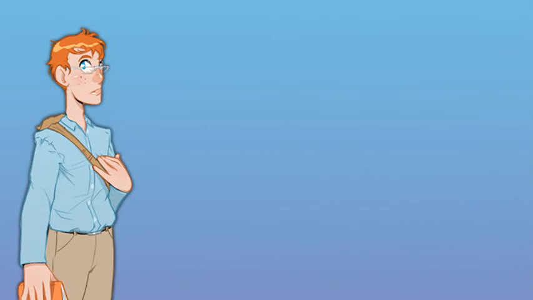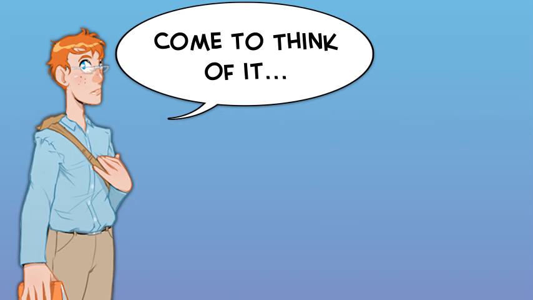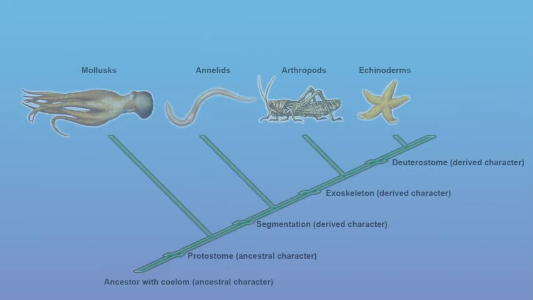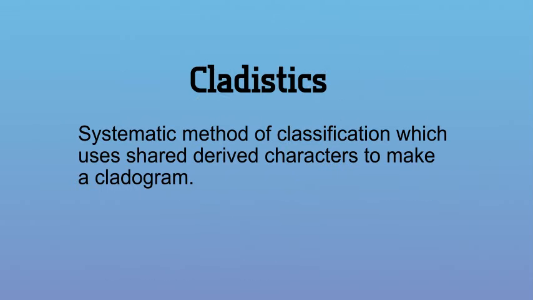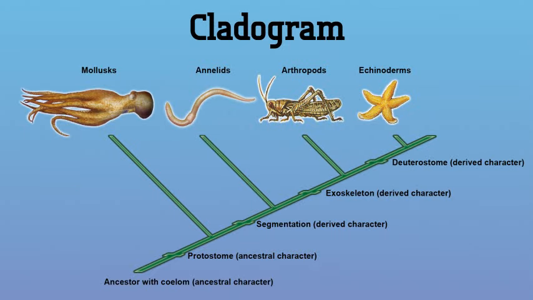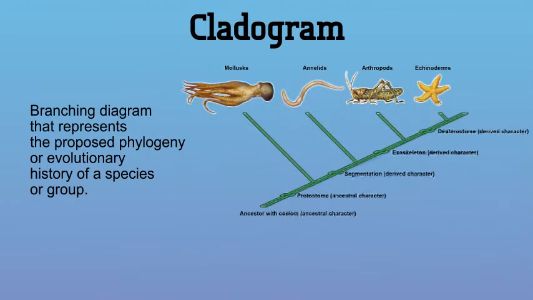Have you ever organized your room and realized that you put similar or related objects near each other and completely different objects farther away? This is similar to how scientists construct a cladogram. Cladistics is a systematic method of classification which uses shared derived characters to make a cladogram. A cladogram is a branching diagram that represents the proposed phylogeny, or evolutionary history, of a species or group.